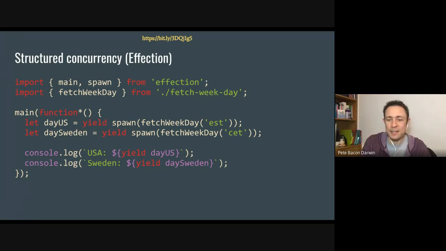Question from Sander. So Sander said, does it affect when you spawn a new process with affection? Is it actually a new thread? Or it's not. So JavaScript is single threaded, right? This is not actual threaded programming.